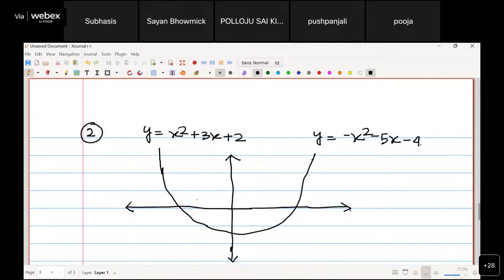So can you tell me the points A and B? What is A and what is B? B is -1 comma 0. So B is this point, -1 comma 0. And what about A? -2 comma 3.